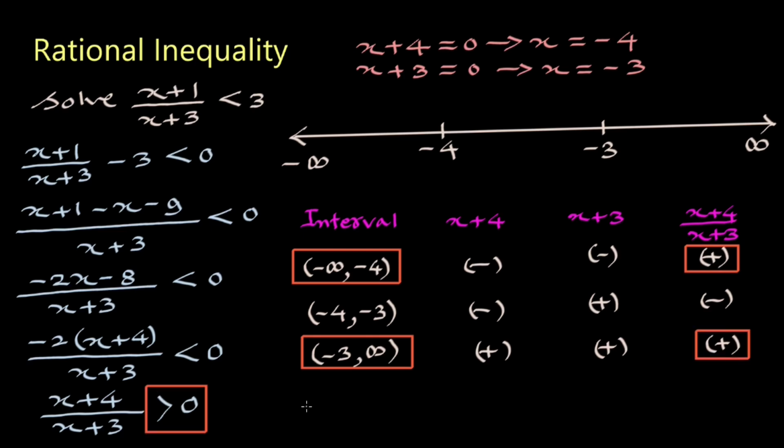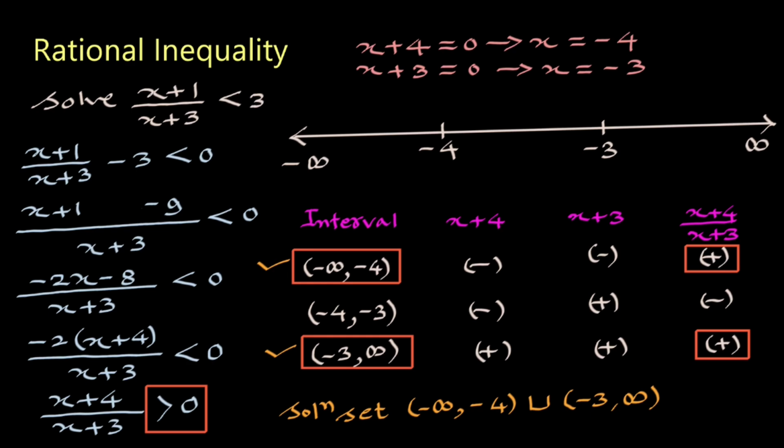So the solution set of this rational inequality is the union of these two intervals: minus infinity to minus 4 union minus 3 to infinity. There is one correction here. Instead of minus x, here it should be minus 3x. And to show the solution set on the number line, it will be from minus infinity to minus 4 excluding minus 4, and from minus 3 to infinity excluding minus 3.